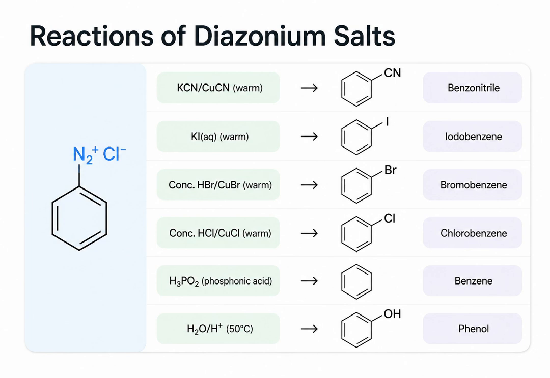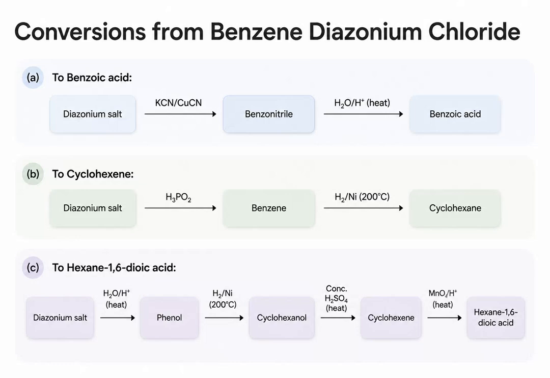And simply warming the diazonium salt in acidic water at 50 degrees Celsius yields phenol. Let's apply this to some specific conversions from question 20. To make benzoic acid from a diazonium salt, we first convert it to benzonitrile using copper cyanide, then hydrolyse the nitrile group with hot acidic water.